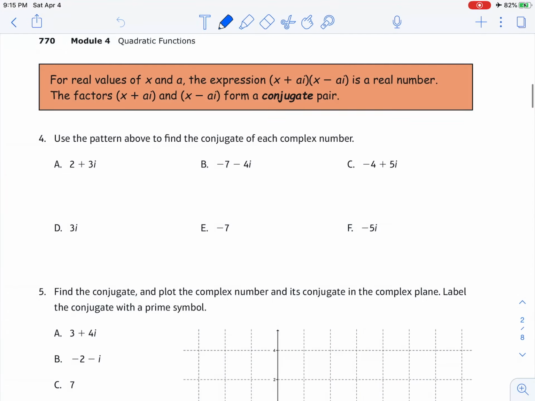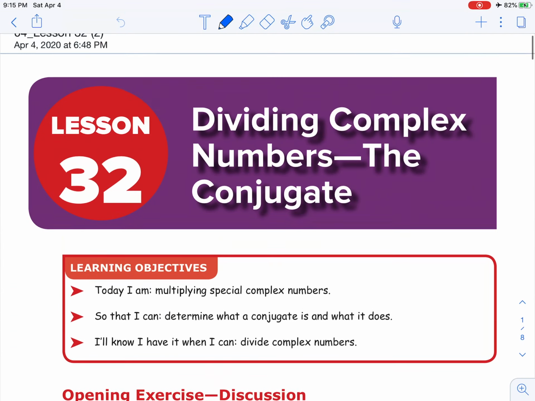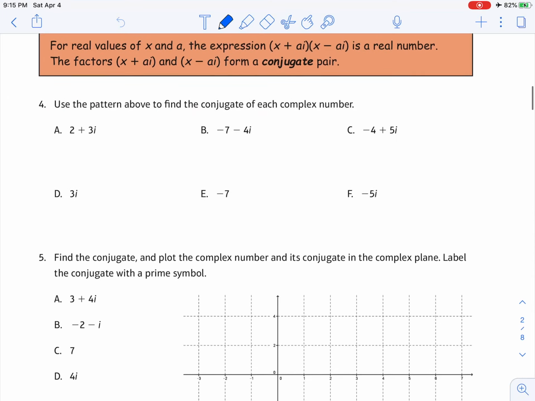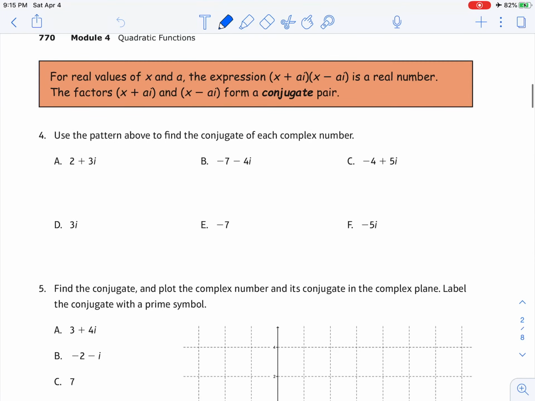Okay, so now we're going to do our last lesson in algebra. And this lesson is lesson 32. It's dividing. If you notice, we did multiplying, we did adding and subtracting, but we didn't do any dividing at that point. So we're going to do dividing. And I've told you a couple of times now about the conjugate. Okay? These are conjugates of each other.